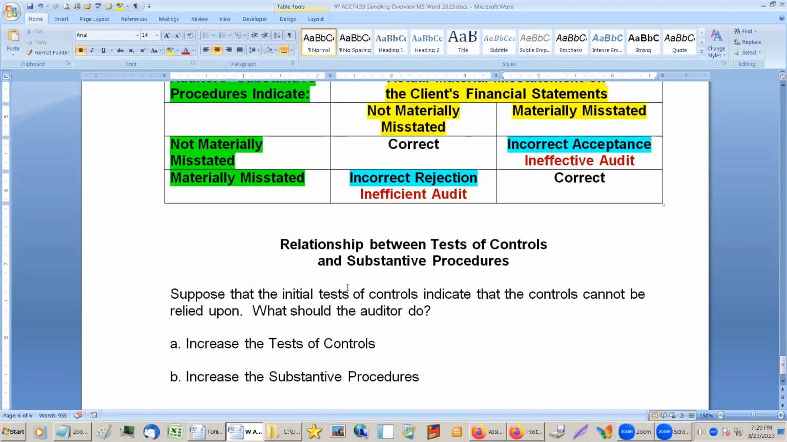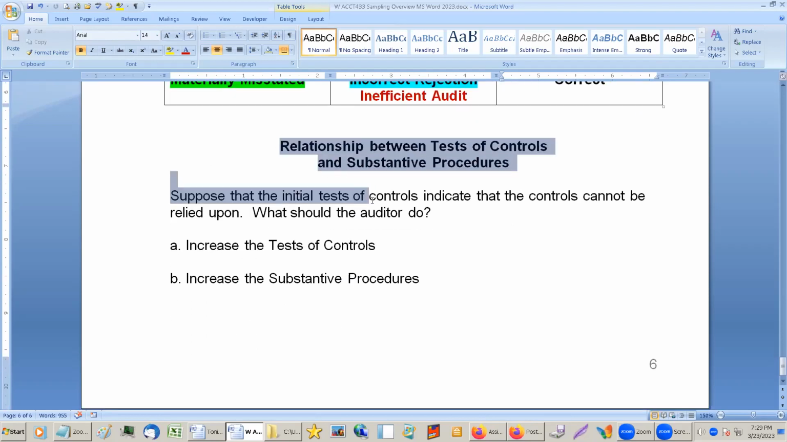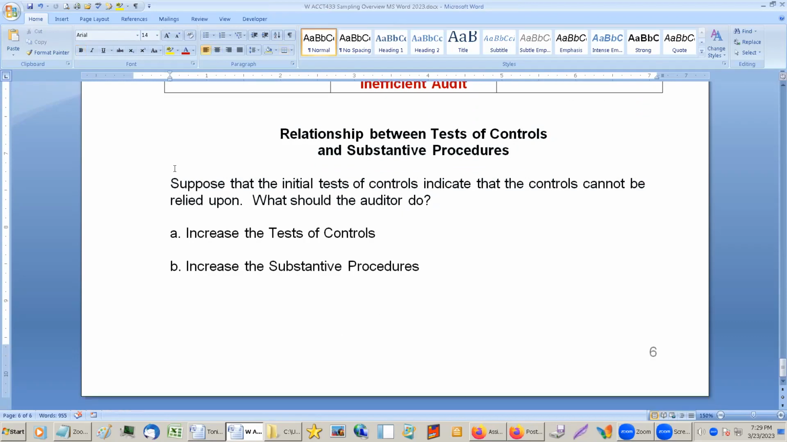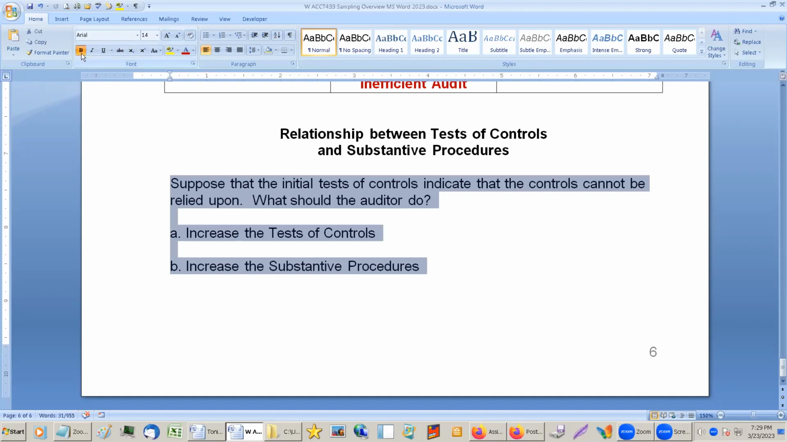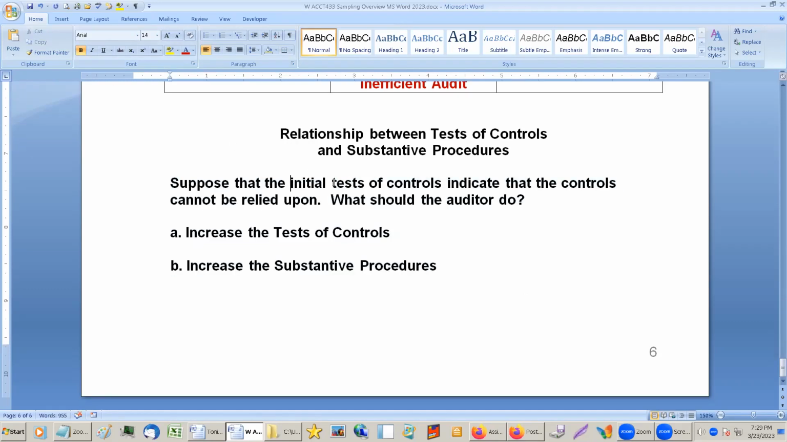Last little thing. I think we'll stop after this. Relationship between test of controls and substantive procedures. Why are you doing the test of controls? You're not required to do them. You only need to do them if you are going to rely on the internal controls. So you're required to get an understanding of internal controls, but you're not required to do testing on internal controls unless you rely on them.